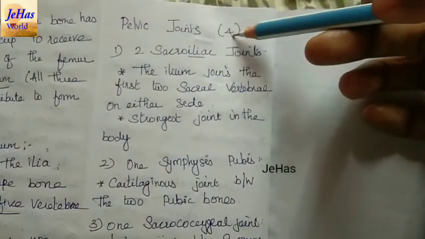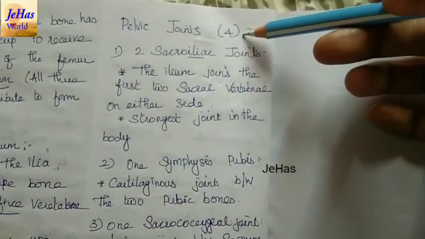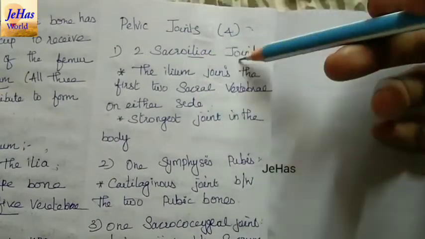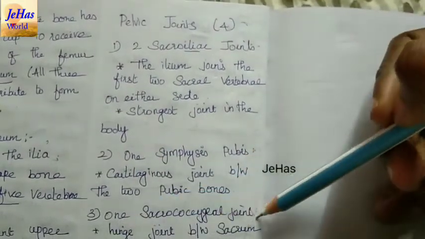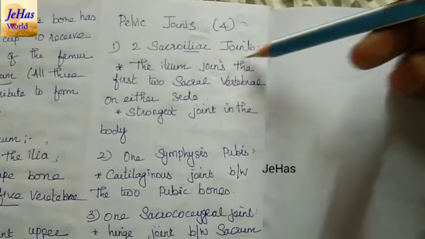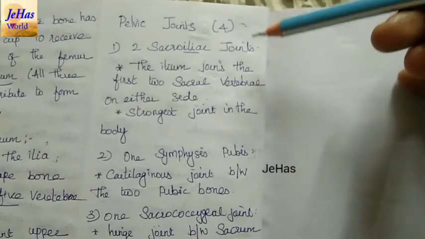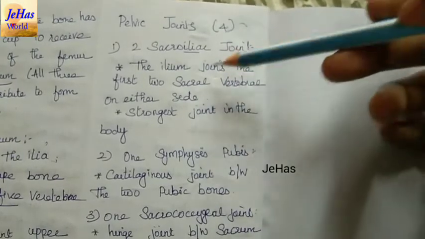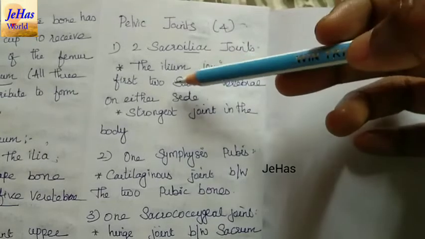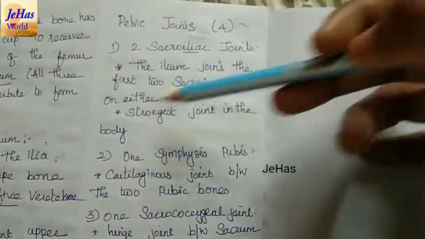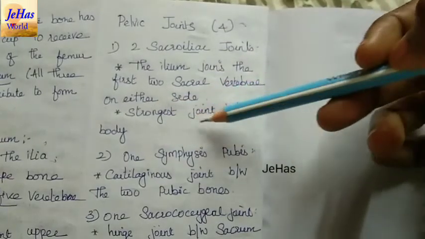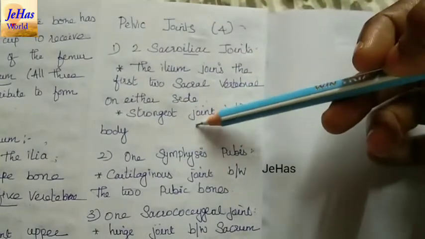Next one is the pelvic joints. There are 4 pelvic joints: 2 sacroiliac joints, 1 symphysis pubis and 1 sacrococcygeal joint. The 2 sacroiliac joints are slightly movable joints. It is formed where the ilium joins the first 2 sacral vertebrae on either side. It is the strongest joint in the body.